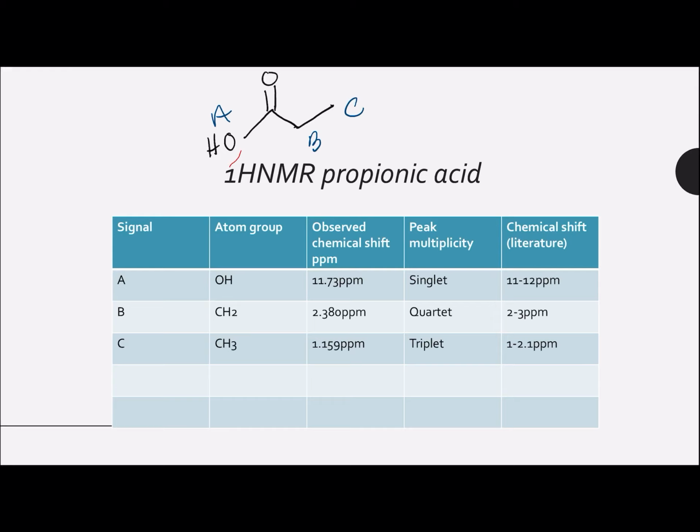Let's move on to the HNMR of propanoic acid. We're seeing that there are 3 signals here. That's because there are 3 hydrogen groups: there's one here, 2 here, which are seeing the same environment, and 3 here, also seeing the same environment. We have observed chemical shifts at 11, 2, and 1, and the one at 11 is a singlet, because there's nothing next to it, right? So it's 0 plus 1, so we're getting 1. This is a singlet, and we have a quartet and a triplet. And you're able to see the signals and the chemical shift literature values.